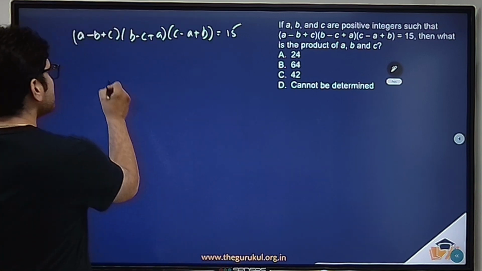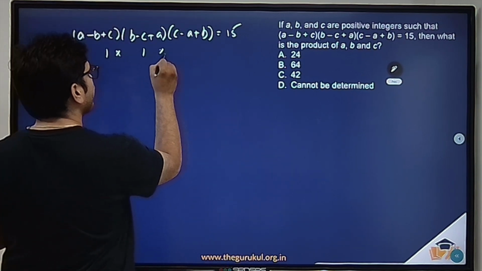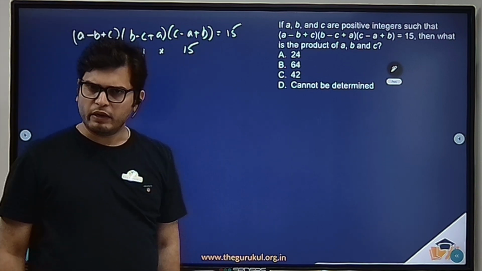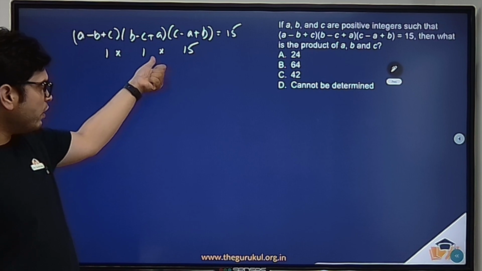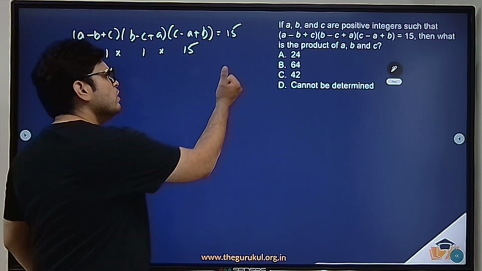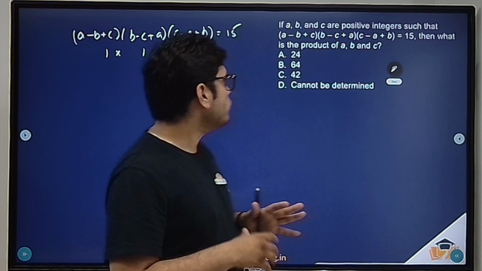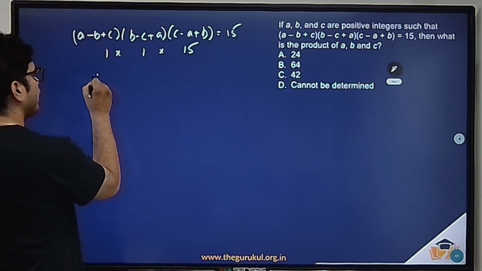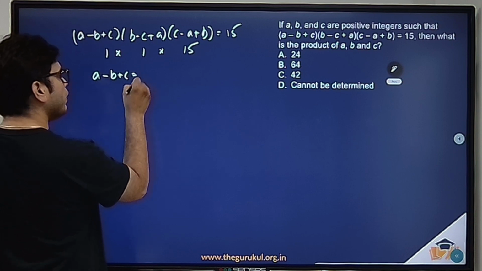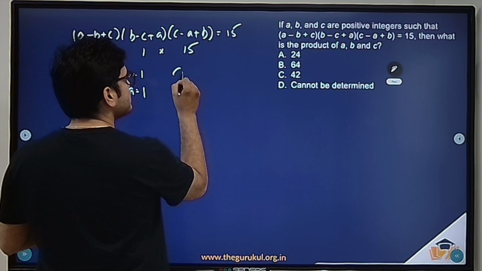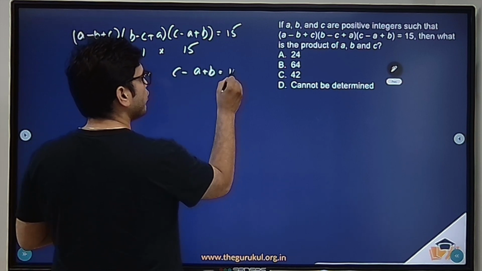One way is 1 into 1 into 15, right? So this could be 1, this could be 1 and this could be 15, or this could be 15, this could be 1, this could be 1, right? So the values of A, B and C interchange among themselves. So let me consider A minus B plus C is equal to 1, B minus C plus A is equal to 1, C minus A plus B is equal to 15.